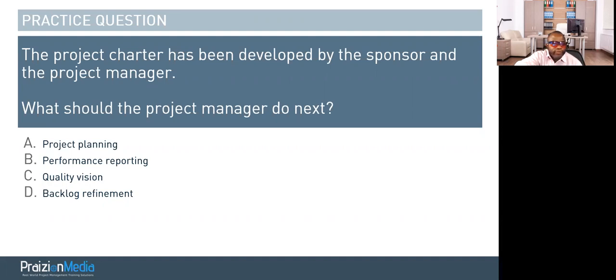You folks have found a loophole in the question. Well done. 3, 2, and 1. Brilliant. Everybody got this one right. The answer is indeed planning. It wouldn't be performance reporting because you just got the charter done. You need to get some work done.